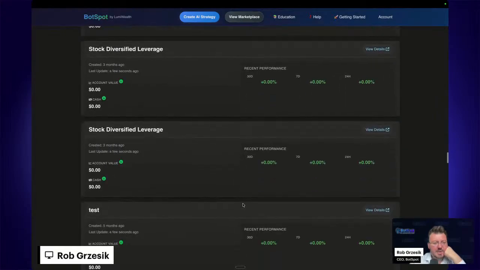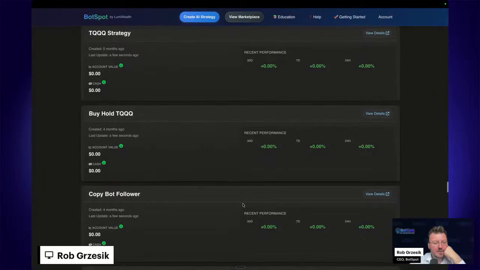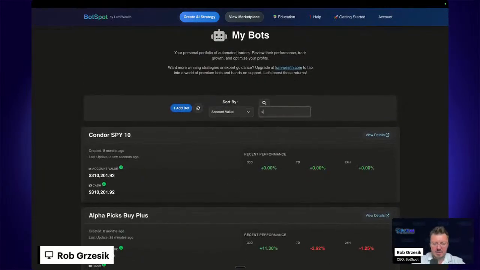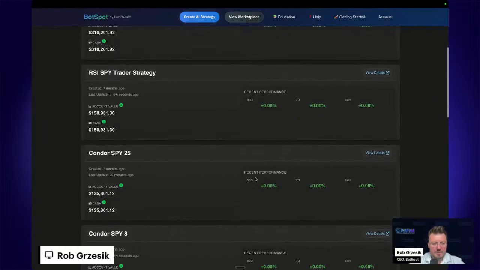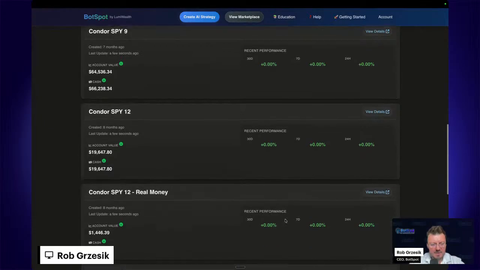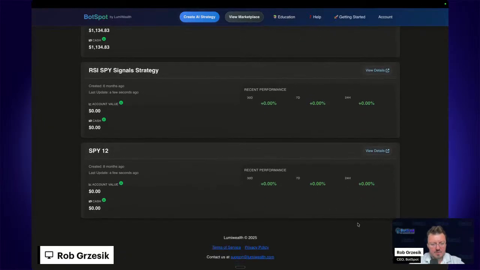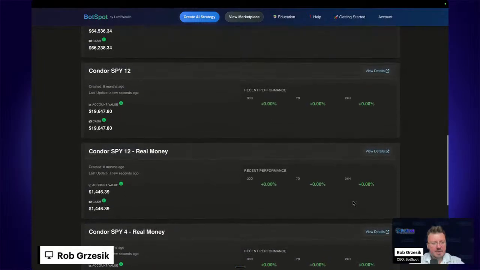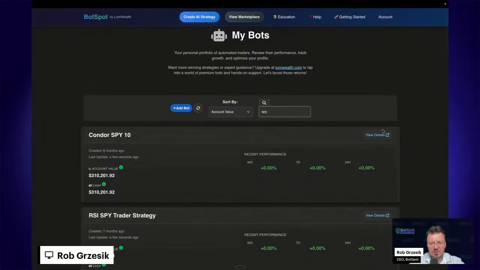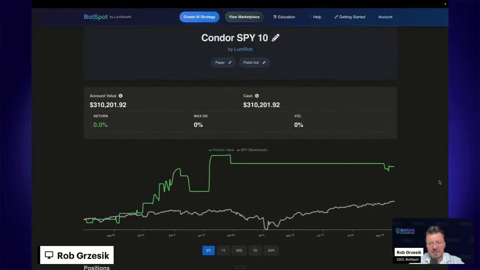Where is this one that I was thinking of? I have a lot of bots I ran here. Let me just search it because it's going to take forever. Search SPY 25. That one's flat. This one's flat. This one's flat. I'm not finding it. Where the heck did it go? I think version 10 was actually doing quite well. So if we look at this one, there it is.